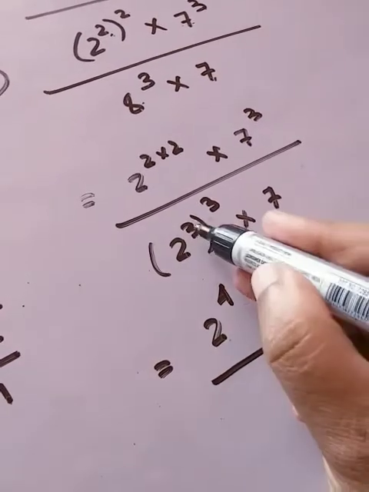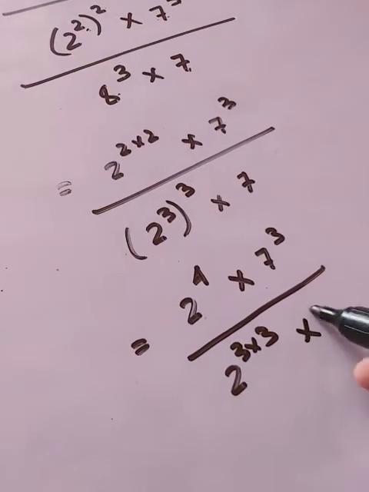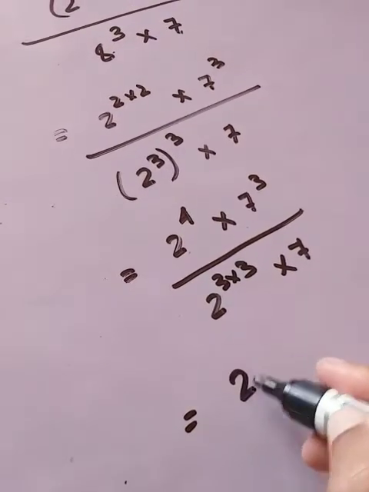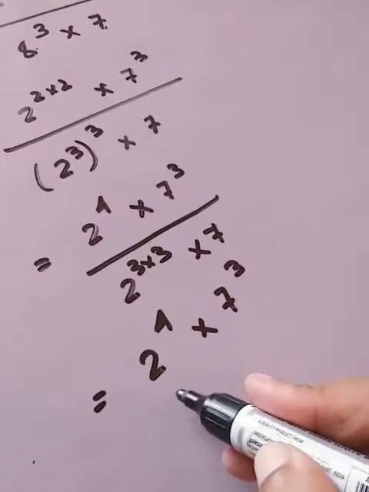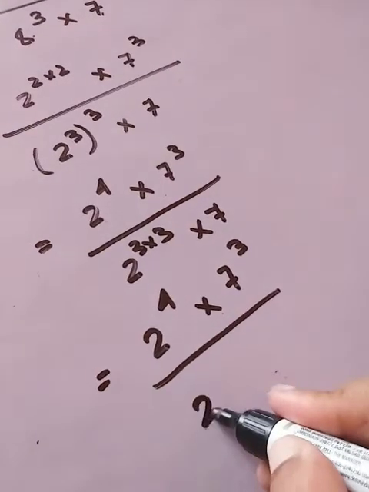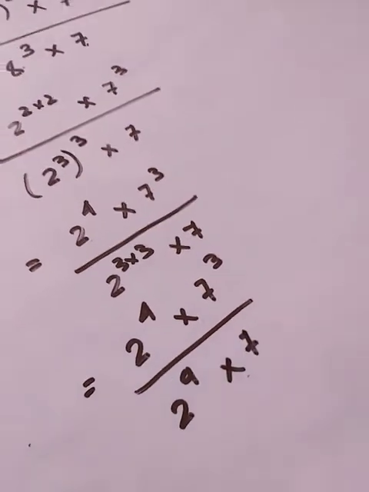What to do with this? 3 3s are 9, we have to multiply. So 2 to the power 4 into 7 to the power 3 upon 2 to the power 9 into 7.